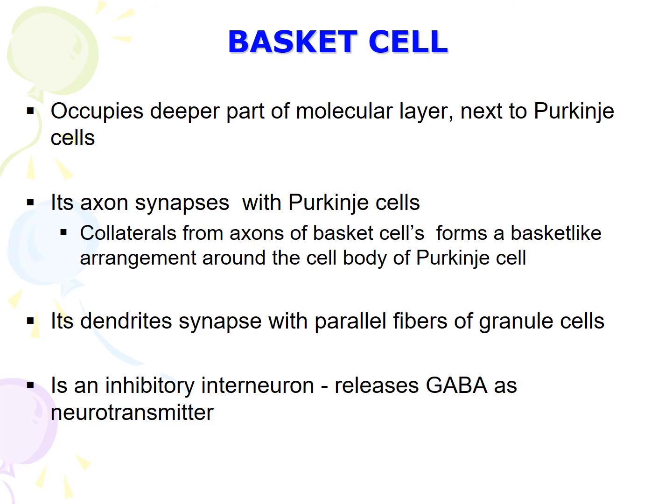Basket cells are located in the deeper part of the molecular layer next to the Purkinje cell layer. Its axons synapse with the Purkinje cells, and it is called a basket cell because the axon itself forms a basket-like arrangement around the cell body of Purkinje cells. Its dendrites synapse with the parallel fibers of the granule cells, and this neuron uses GABA as neurotransmitter, so therefore this is an inhibitory interneuron.